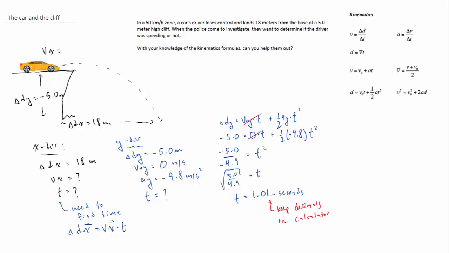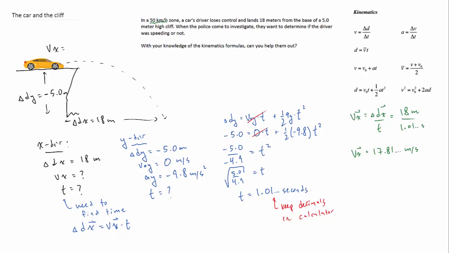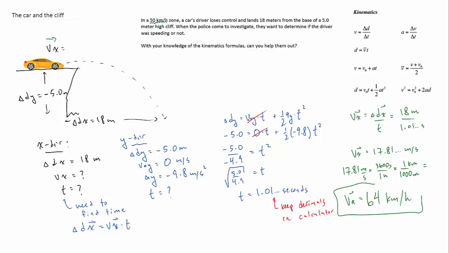So now that I know the time that it took to fall down the cliff, I can use that time in the horizontal direction to help me solve for the horizontal velocity. So when I take 18 meters, divide it by 1.01 seconds, it just gives me an answer of around 17.81 meters per second. Now that doesn't help me yet because the speed zones are in kilometers per hour in Canada, so we need to convert. And when we do this, check in our units, we end up with kilometers per hour, and the value is 64. So it does seem like they were speeding.